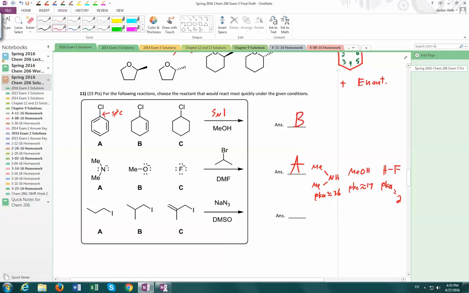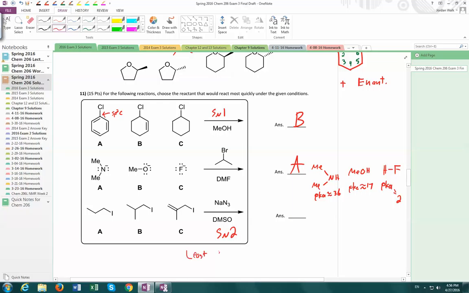Yeah, obviously the resonance stabilized carbocation will be more stable, so we end up with B. We may as well do the last one. The last one has a primary alkyl halide with NaN3, sodium azide, and so is azide a good nucleophile? It is, so we have a good nucleophile. What kind of reaction would we do? SN2. Yep, so we do SN2, and which of these will be fastest in an SN2 reaction?